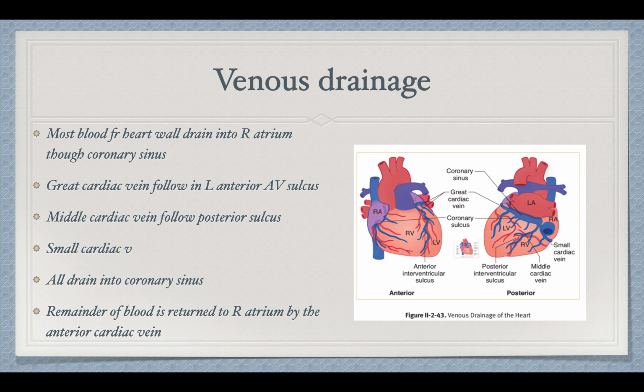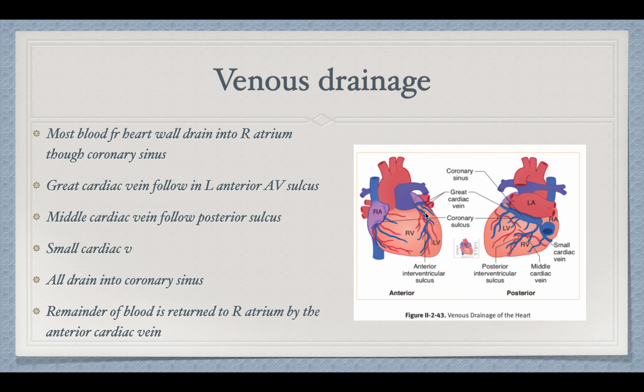The heart is usually drained by the coronary veins that accompany the coronary arteries, and they all drain into the right atrium through something called the coronary sinus. The great cardiac vein will follow in the left anterior atrioventricular sulcus. So it's like a huge sulcus right here, as you can see here, and then it goes right into the coronary sinus.